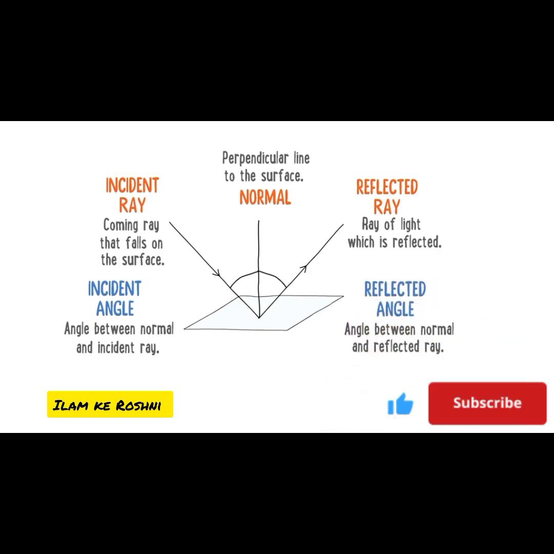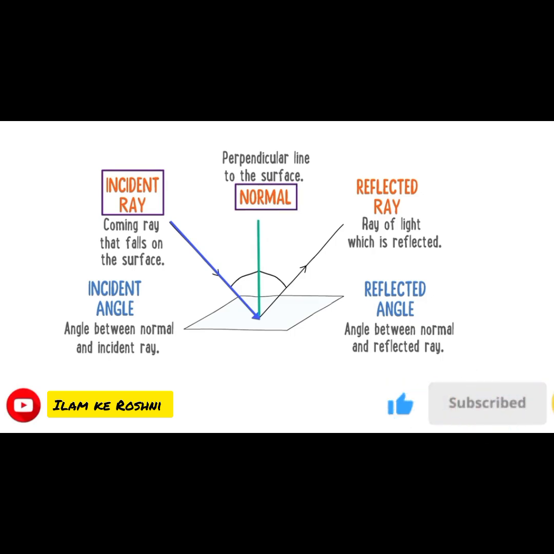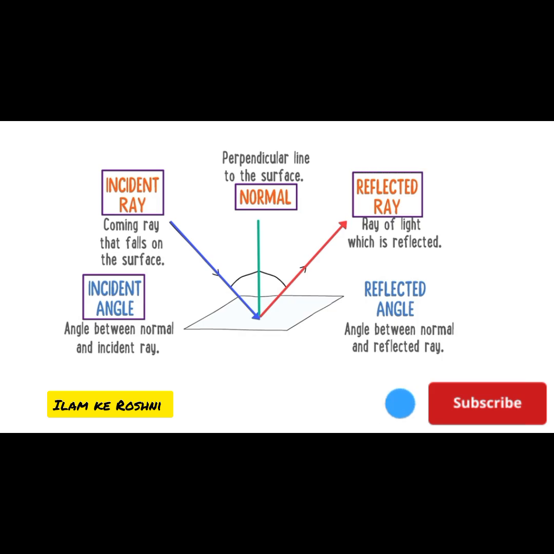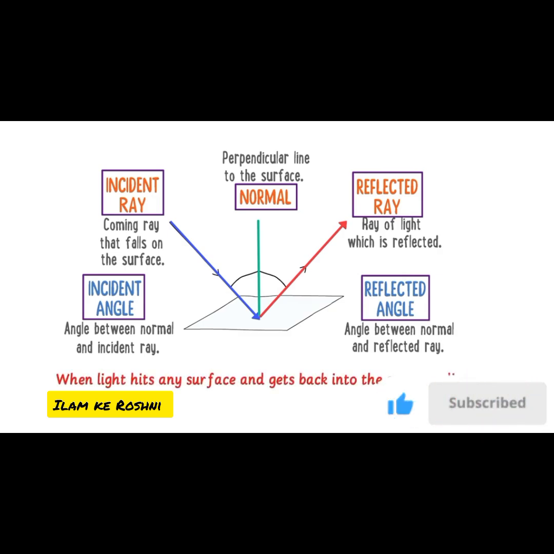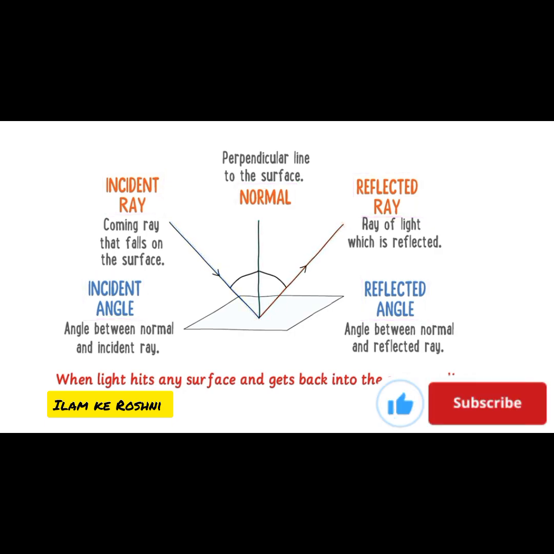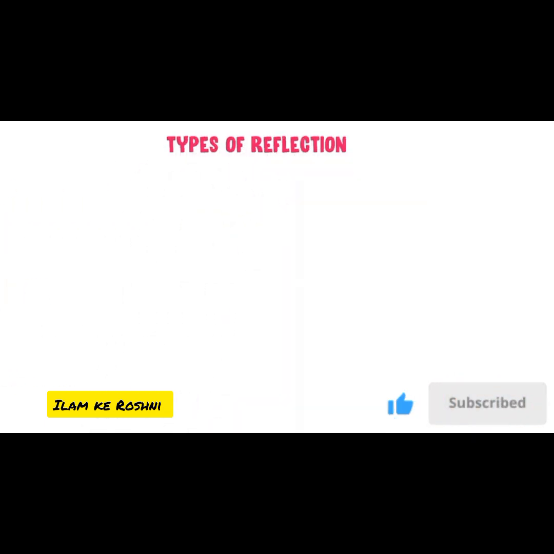Let me quickly revise this diagram. The ray of light that hits the smooth surface is called the incident ray. The line drawn perpendicular to the surface is called the normal. The angle between the incident ray and normal is called the incident angle. The ray of light which gets reflected back in the same medium is called the reflected ray. The angle between the normal and reflected ray is called the angle of reflection. Therefore, remember that when light hits any surface and gets back into the same medium, it is called reflection of light. Now, what are the different types of reflection?